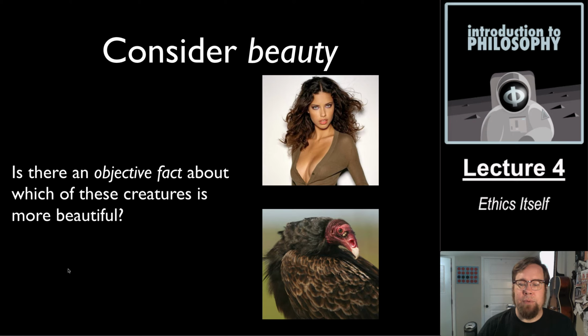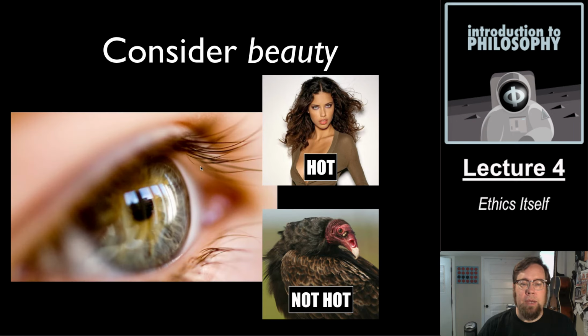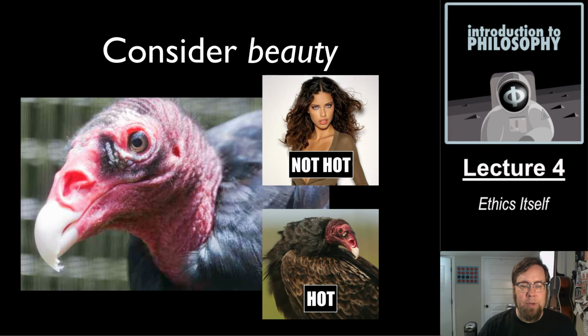It seems like beauty would probably be subjective. That maybe a human being would think that the human model is hot and the vulture is not hot. And if you asked a vulture, if a vulture could talk, they would give an opposite answer. The vulture might say, you know, this human being, like their beak is too small and they have too much hair on their head. They're really ugly. And their eyes are in the front of their face instead of the side of their head.